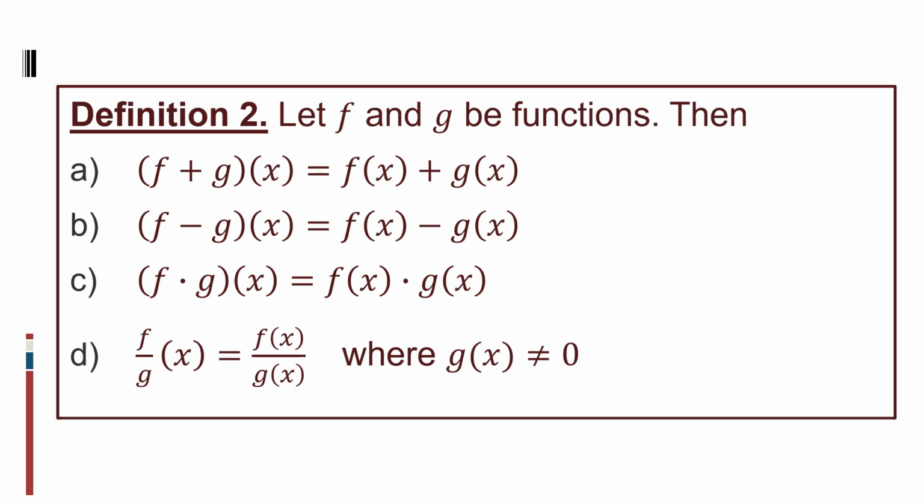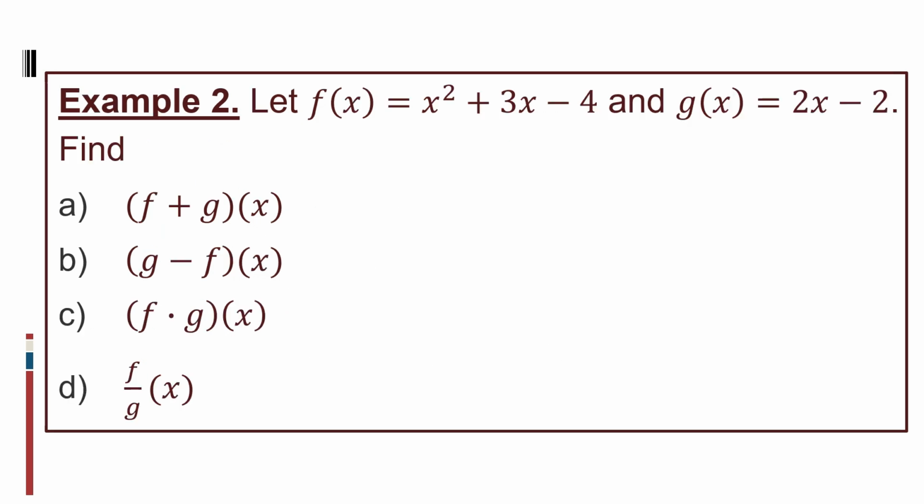Note that these properties also applies to any number of functions. Kahit tatlo pa yan, kahit apat pa yan, or whatsoever. Or any combination ng operation. Pwedeng plus and minus, pinagsama niya. Now, let's have an example. We let f of x be equal to x squared plus 3x minus 4 and g of x equals 2x minus 2. Now, let's find these four operations, the sum of f and g, the difference between g and f, the product of f and g, and the quotient between f and g.